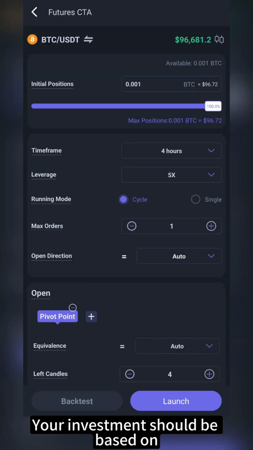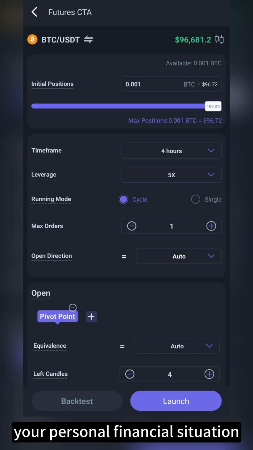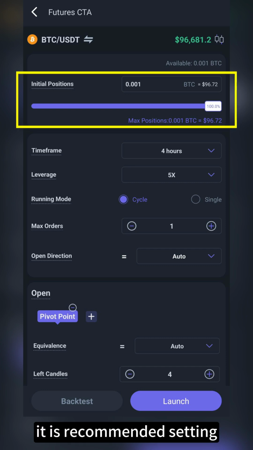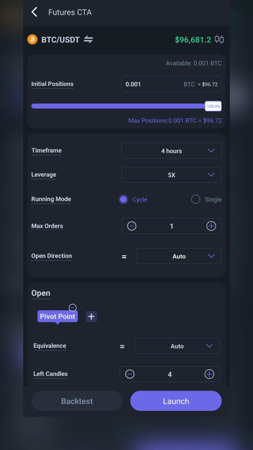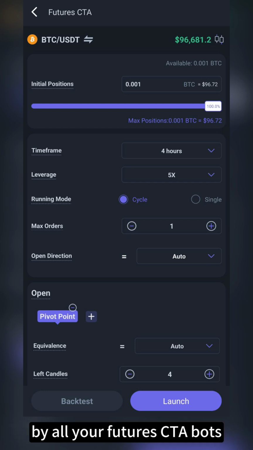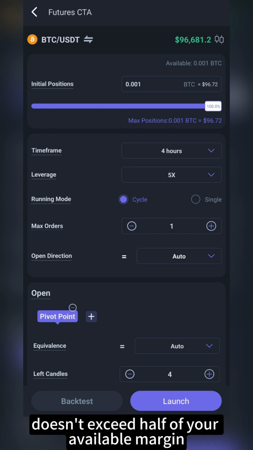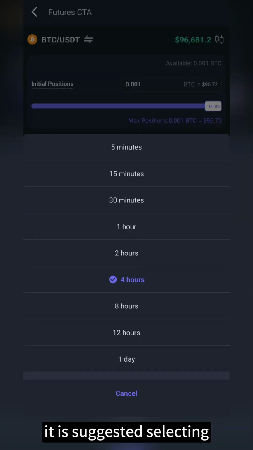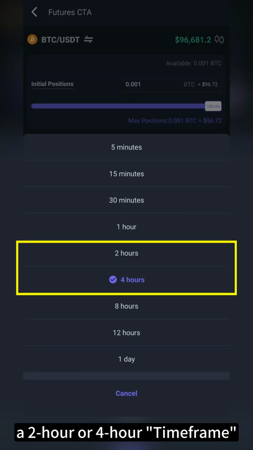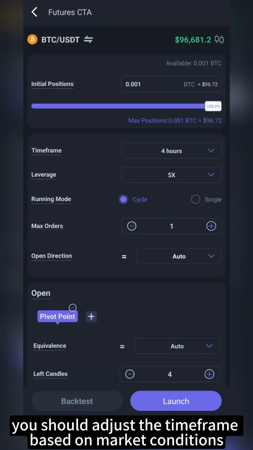Your investment should be based on your personal financial situation. To minimize risk, it is recommended to set each bot's position to $20 and use more than 20 bot combinations. Be sure that the total margin used by all your futures CTA bots doesn't exceed half of your available margin. To avoid frequent trades, it is suggested to select a 2-hour or 4-hour time frame. However, you should adjust the time frame based on market conditions.